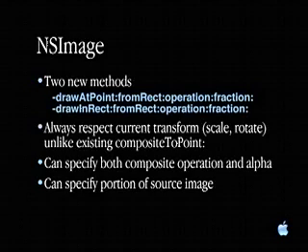NSImage has a couple new methods, and the reason that we have these new methods is that existing methods in NSImage typically did not pay attention to, or respect, the current transform. They simply blit the image to the screen. Now the new methods, draw at point and draw in rect, will pay attention to the current transform.